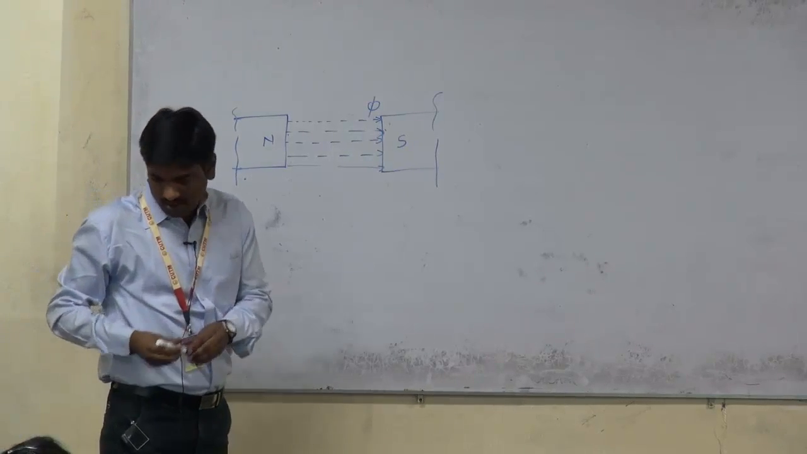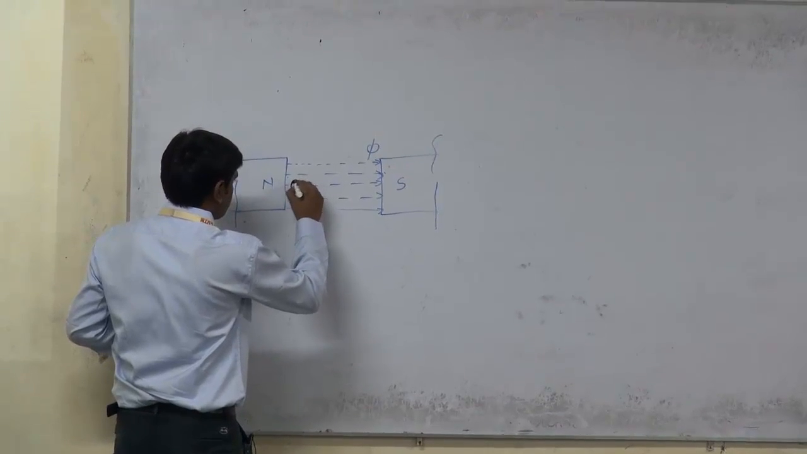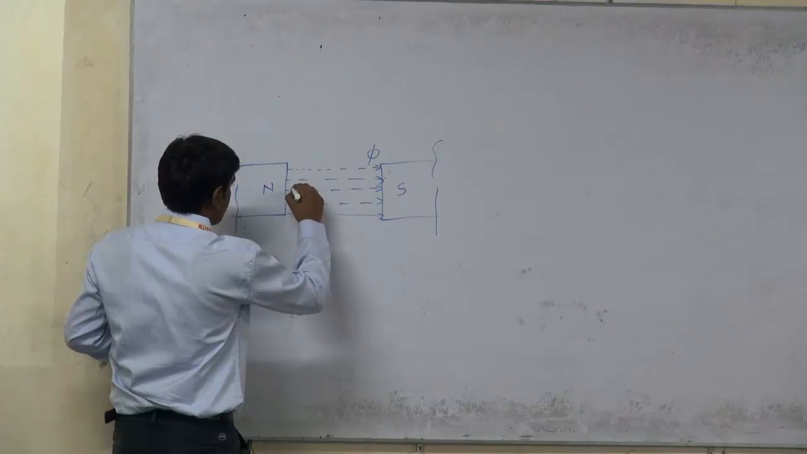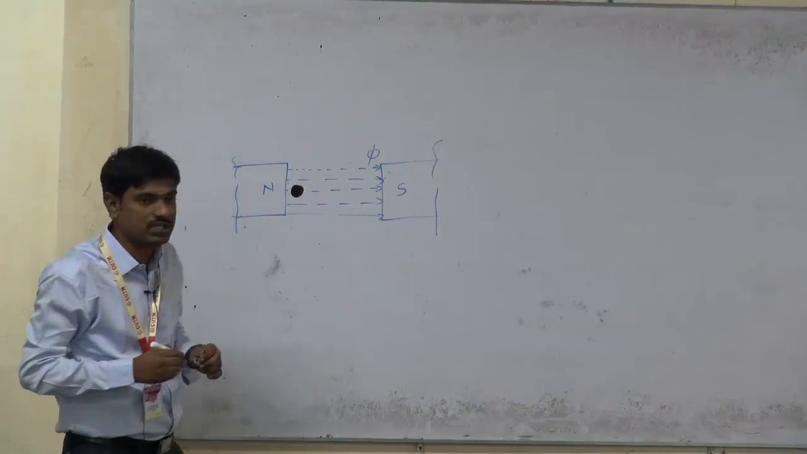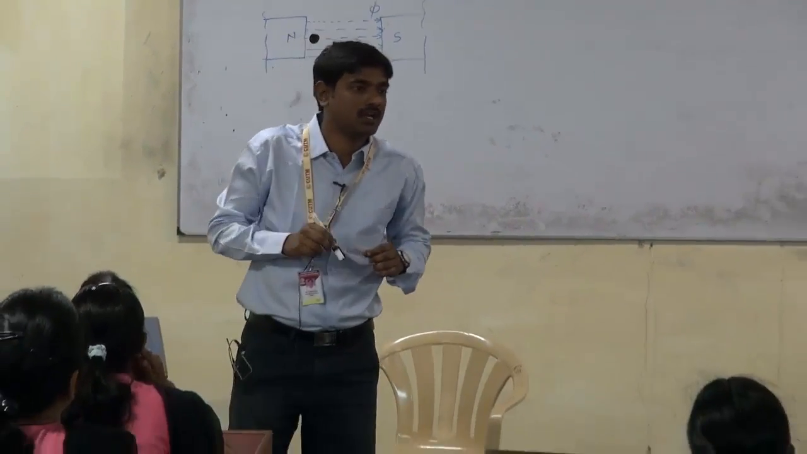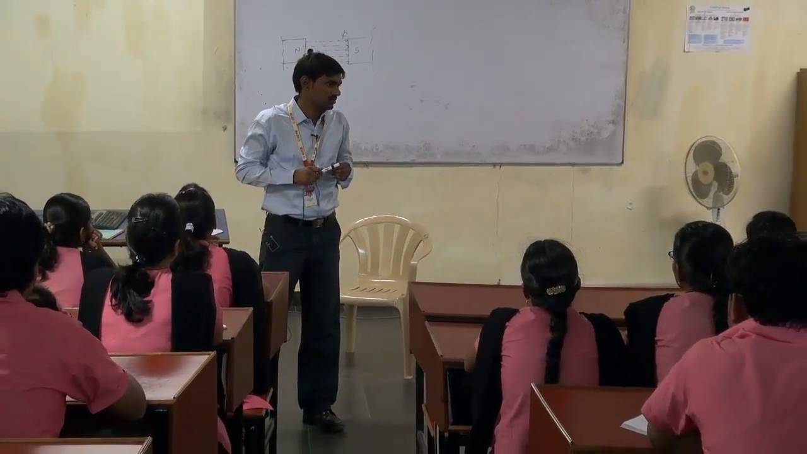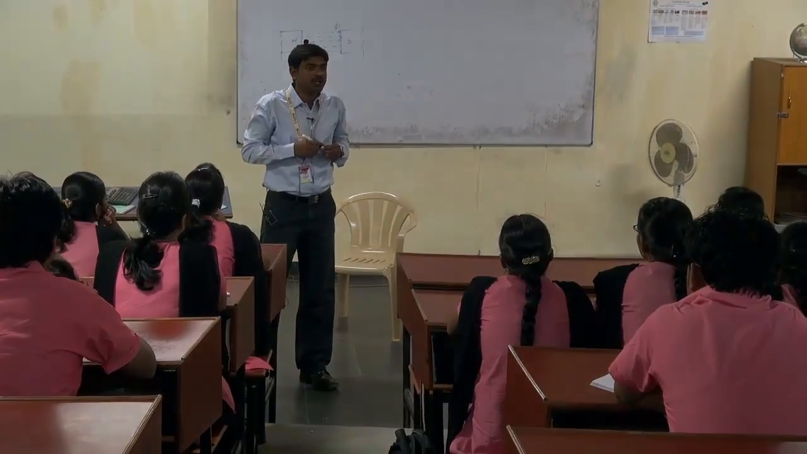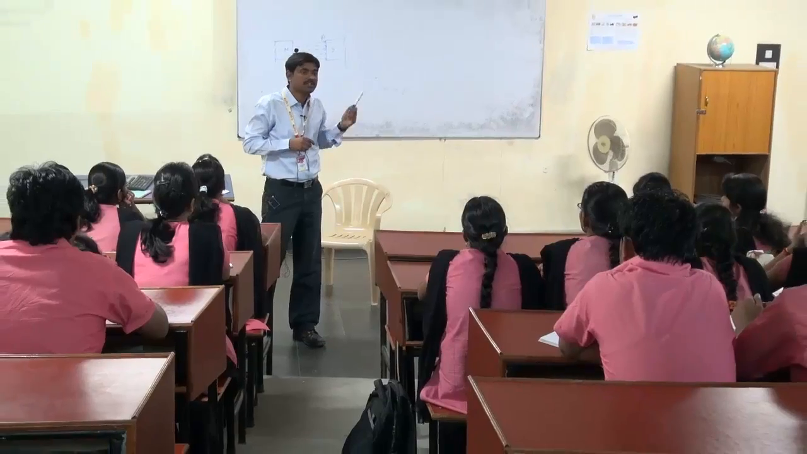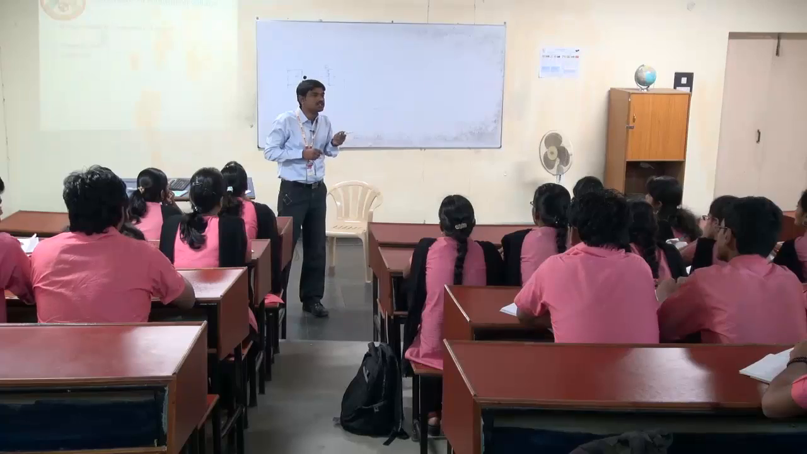Let us place a conductor in the magnetic field. Now if the conductor is stationary, the flux will not have any changes on the conductor. So the induced EMF in the conductor is 0, because the rate of change of flux is 0. There is no dφ/dt, right? So induced EMF is 0. So to get induced EMF, we have to change the flux.